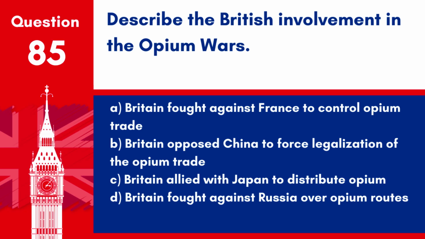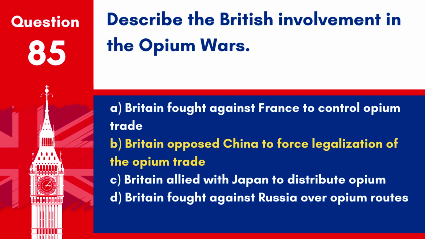A. Britain fought against France to control opium trade. B. Britain opposed China to force legalization of the opium trade. C. Britain allied with Japan to distribute opium. D. Britain fought against Russia over opium routes.